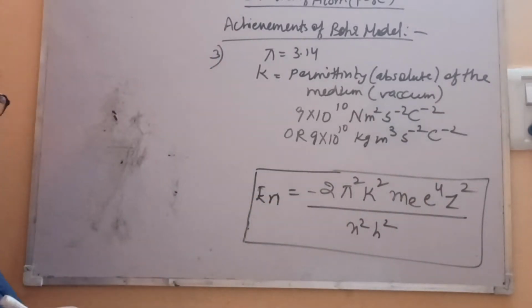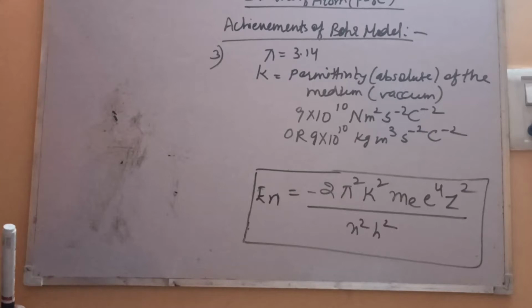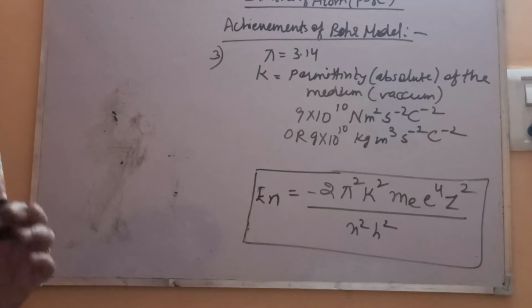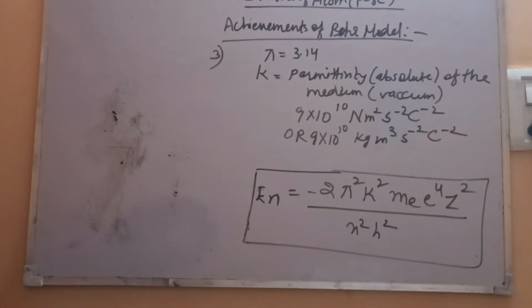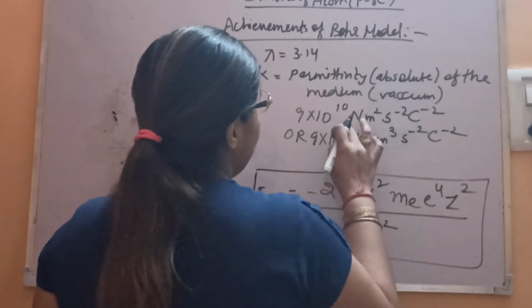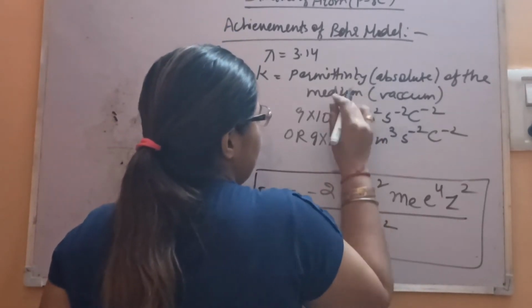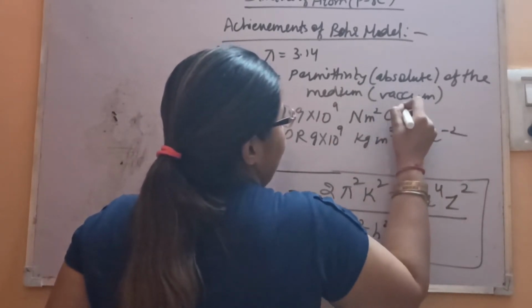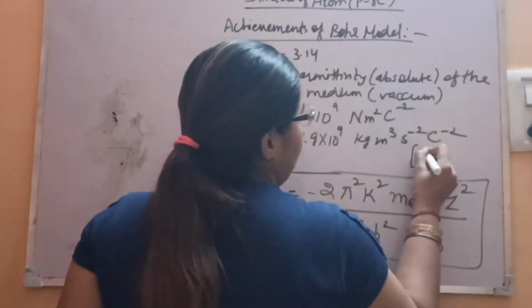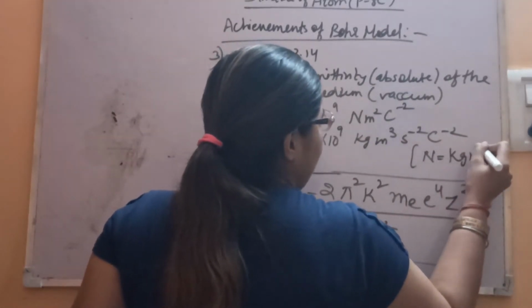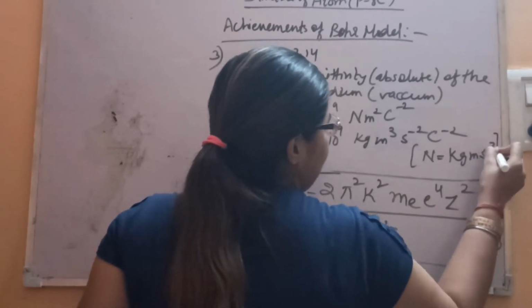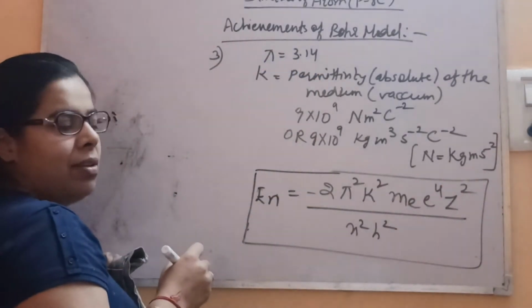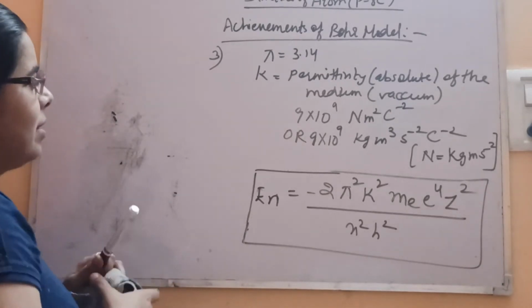When you will expand this Newton, you know it's mass into acceleration, so kg meter per second will come, so it becomes kg meter square per second square per Coulomb square. 9 into 10 to the power 9. It's not 10, it's 9. Fine, and here second square will not. This will come when you will expand the Newton. Newton, we know that, kg meter per second square. So the acceleration is meter per second square, and mass is in kg.